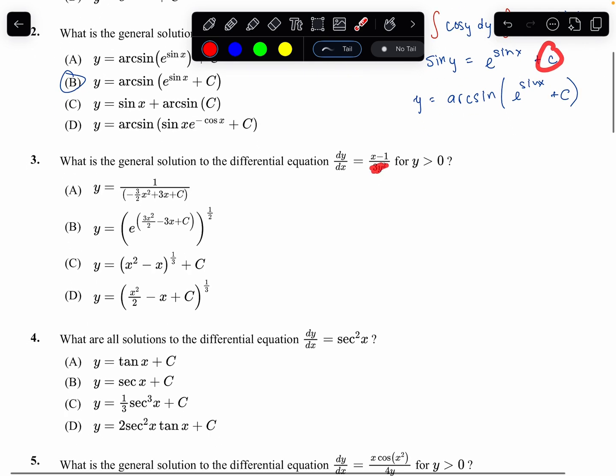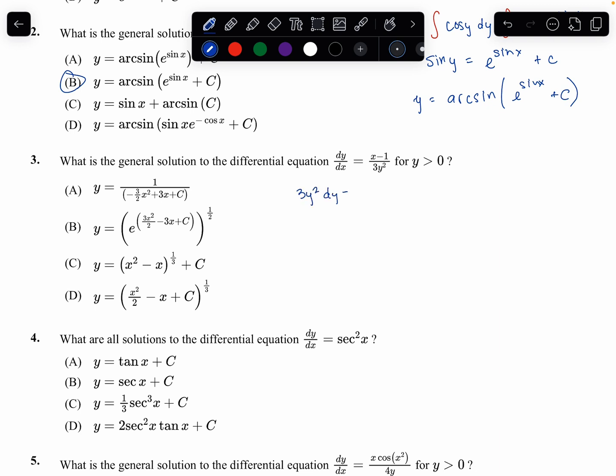So I'm going to separate the variables. I'm going to multiply by 3y squared, so 3y squared dy should be equal to x minus 1 dx. And then I'll anti-differentiate. The antiderivative on this side should just be y cubed, right? And that will be equal to 1/2 x squared minus x plus c.